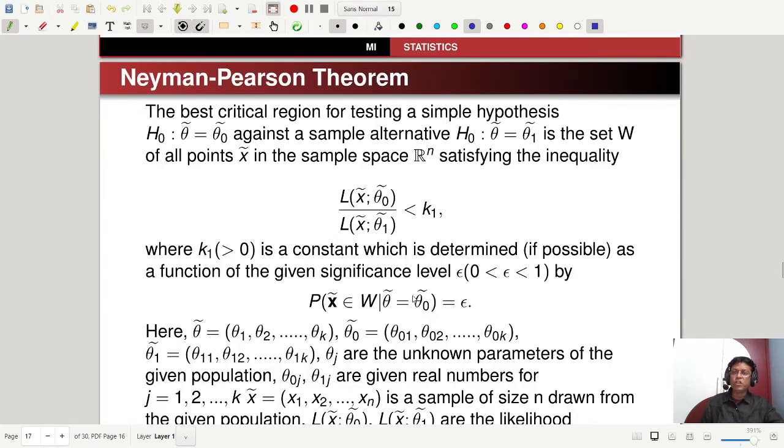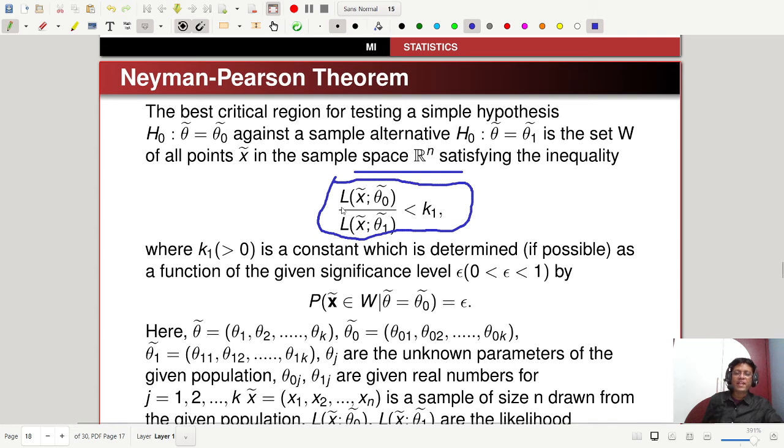Now I will explain the Neyman-Pearson theorem. The proof is not required, but this theorem may be important for you. It is based on the best critical region. The best critical region for testing a simple hypothesis H naught, θ̃ equal to θ̃ naught, against a simple alternative θ̃ equal to θ̃ 1, is the set W of all points x̃ in the sample space Rn, satisfying the inequality.